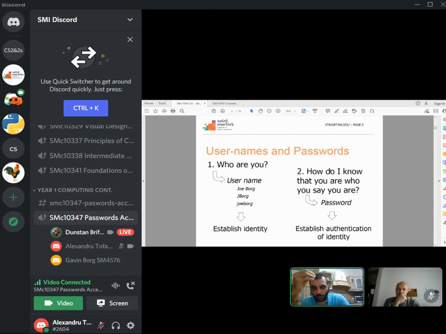If we move one step back, this is the basic idea of authentication. We've got who we are, establishing our identity, versus how do I know that you are who you say you are. There we are authenticating that identity. We are making sure that if it is Tom, then it is really Tom over there. And this is the traditional system of having a username and a password.